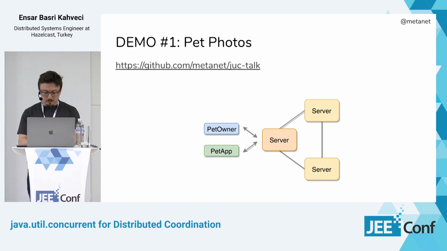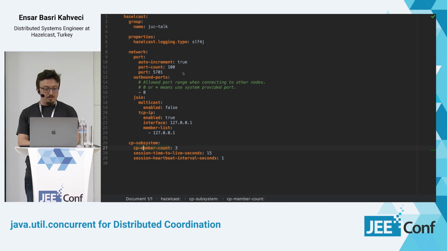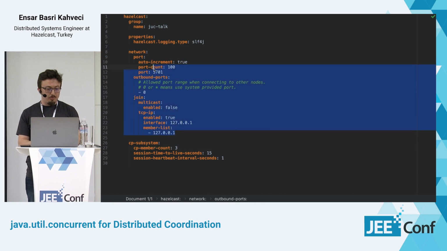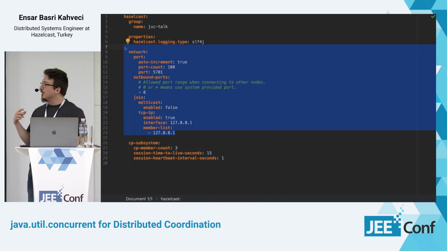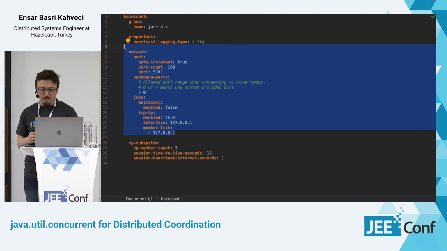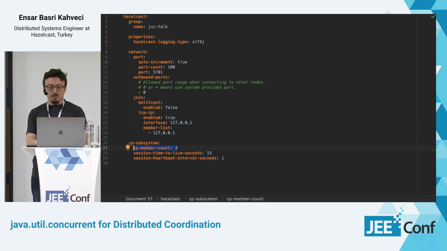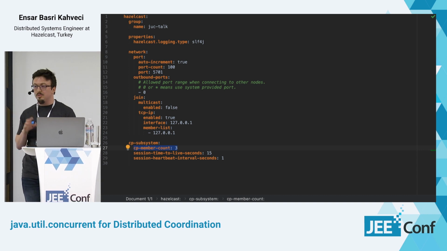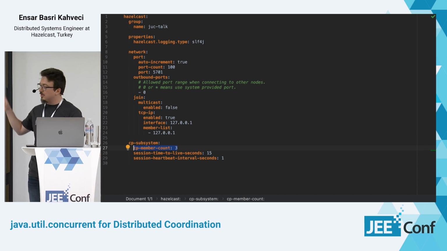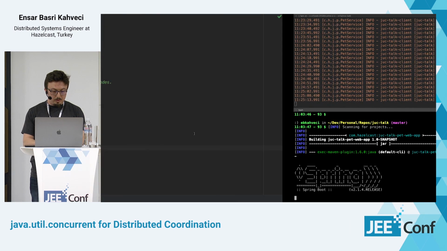So let's see it. This is my YAML configuration file to start my cluster. In fact, it's a very basic configuration for Hazelcast. It contains the networking and discovery configuration. This solution is built on top of existing utilities of Hazelcast. And to initialize our solution, we just configure our CP member count here, 3. So we say that I will run 3 servers, and it is enough to run this solution. We will talk about the other parameters in a minute.